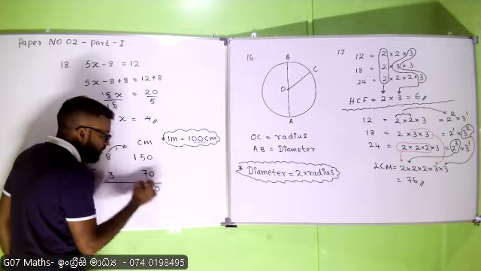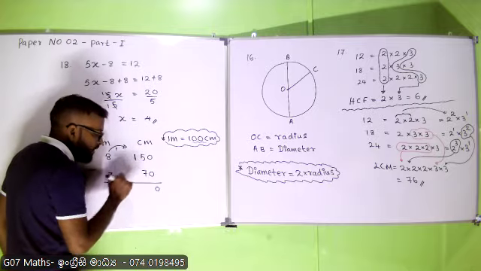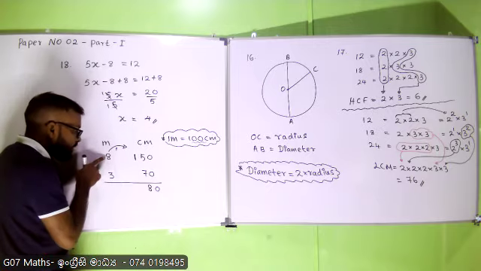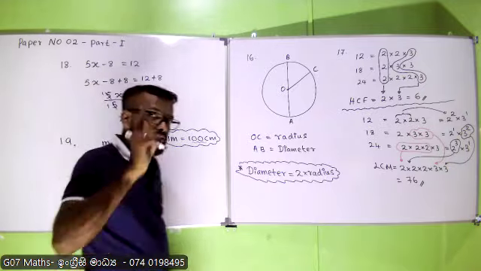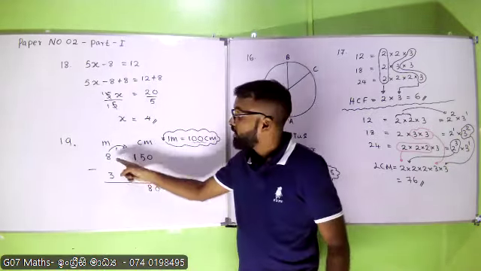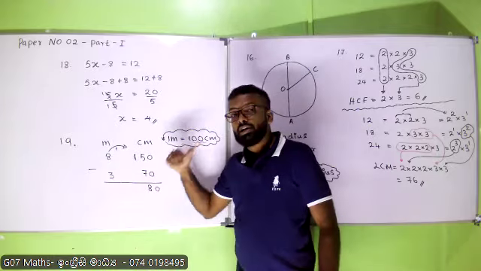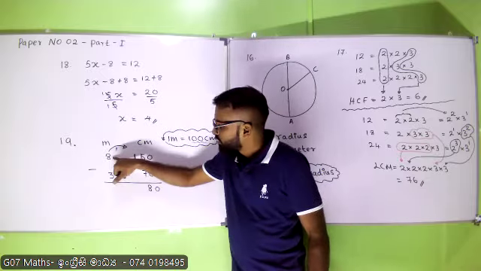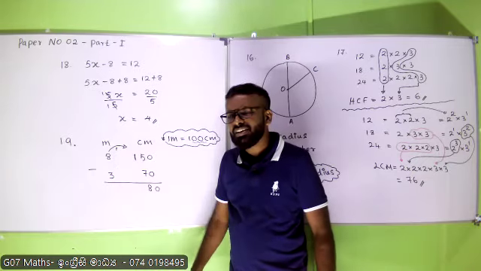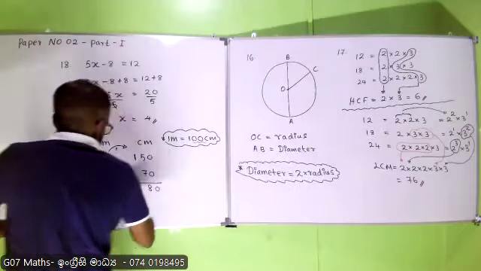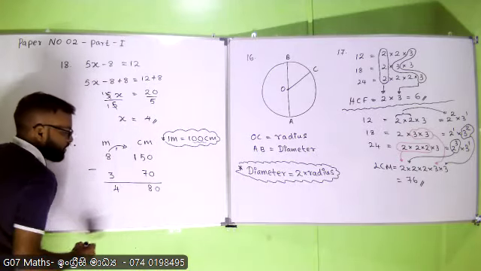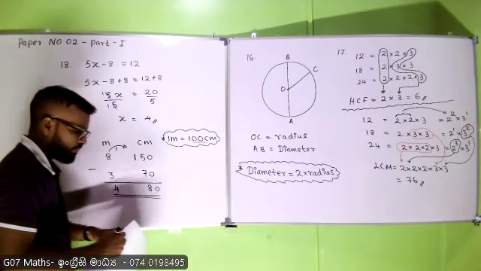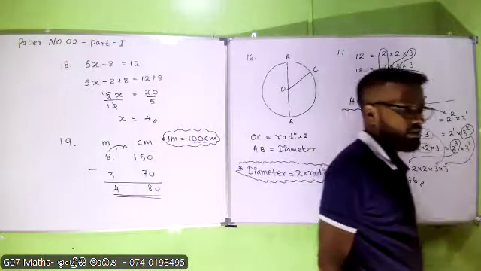Now you can subtract: 150 minus 70. 0 minus 0 is 0, and 15 minus 7 is 8. So 8 centimeters. Previously we had 8 meters, but we took 1 meter, so how many meters are left? 7. 7 minus 3 is 4. So your answer would be 4 meters and 80 centimeters.